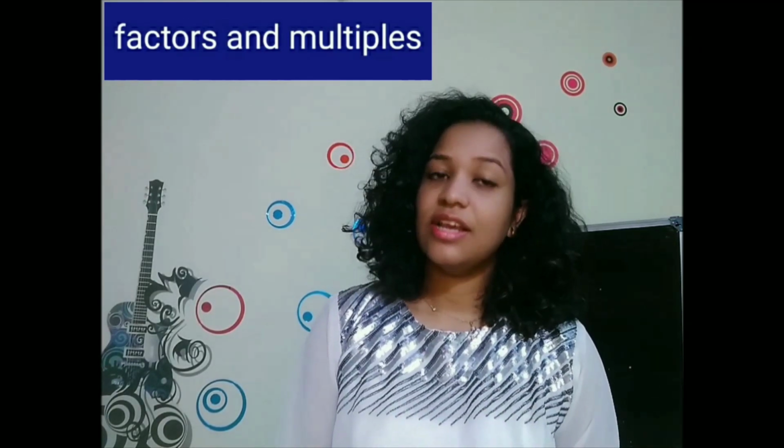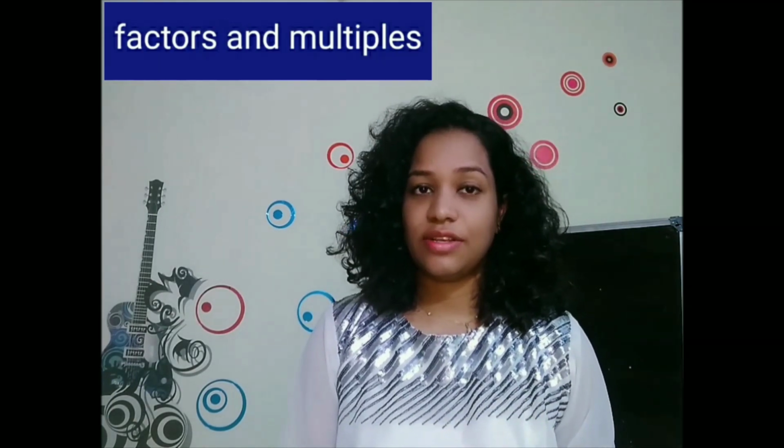When a number divides another number exactly, the dividend is called the multiple of the divisor and the divisor is called the factor of the dividend. So here the dividend is 30 and the divisor is 6. So 30 is the multiple of 6 and 6 is the factor of 30.